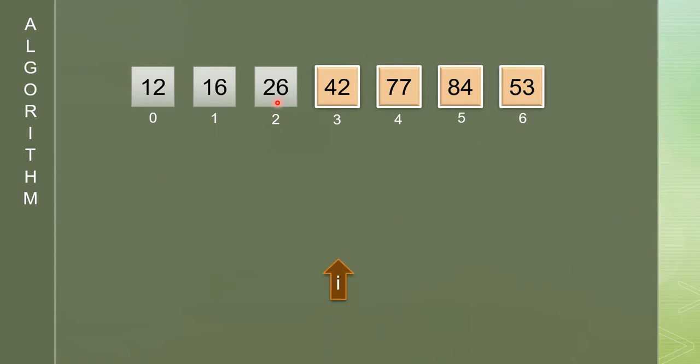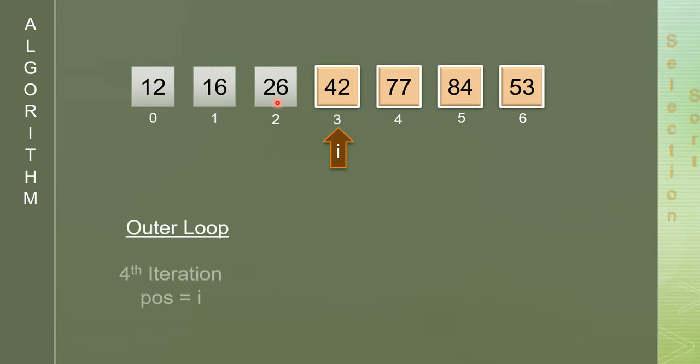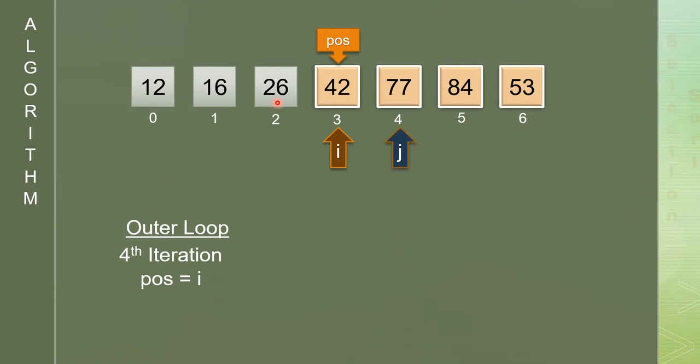Now you are going to define the I value, which is also the position value, in the fourth iteration. You can see the position value, and the j value is defined as the next value. So you're going to do the same process here. Is 42 greater than 77? No, it is not. So it is false. So it moves on to the next value.